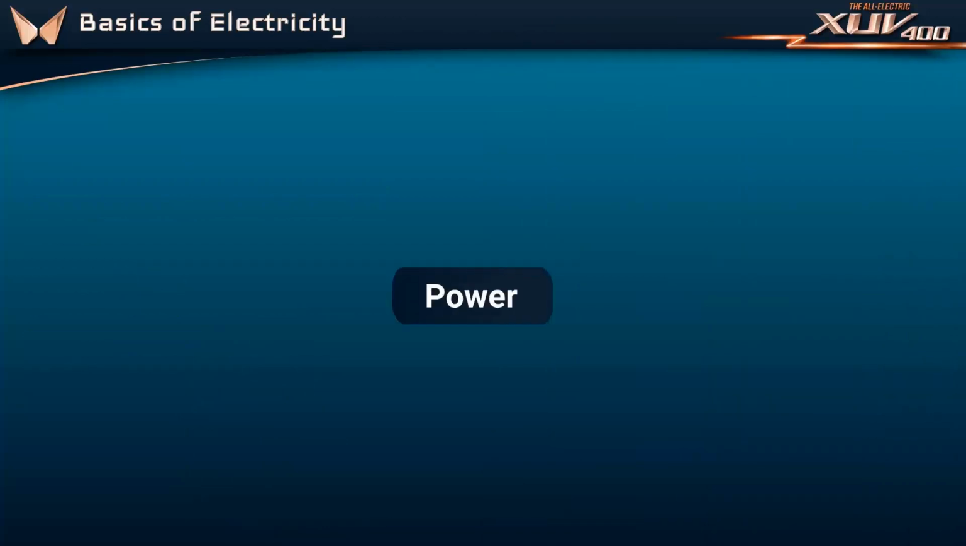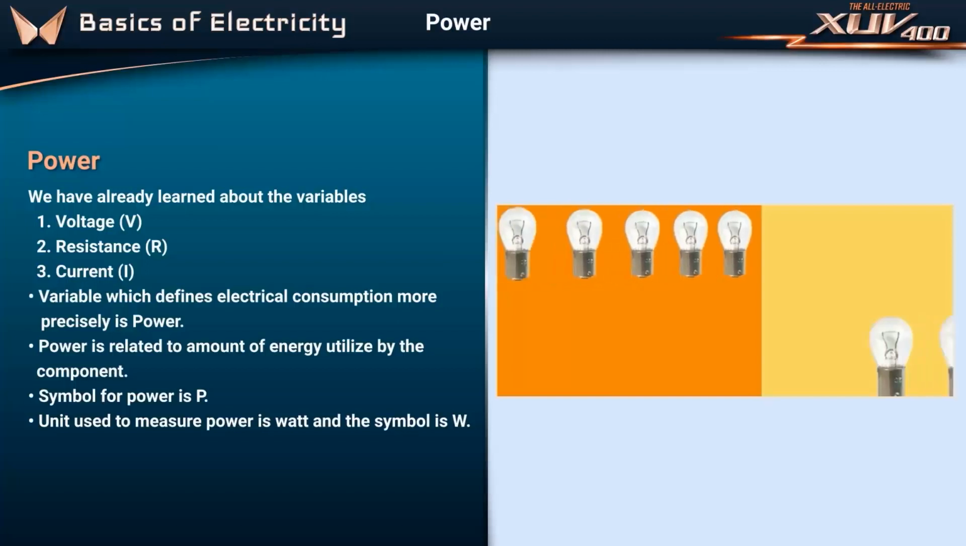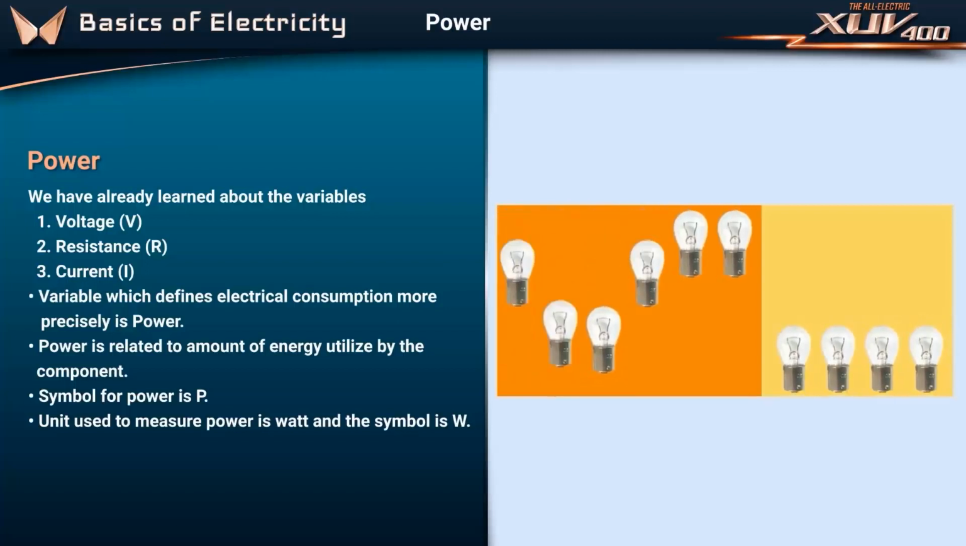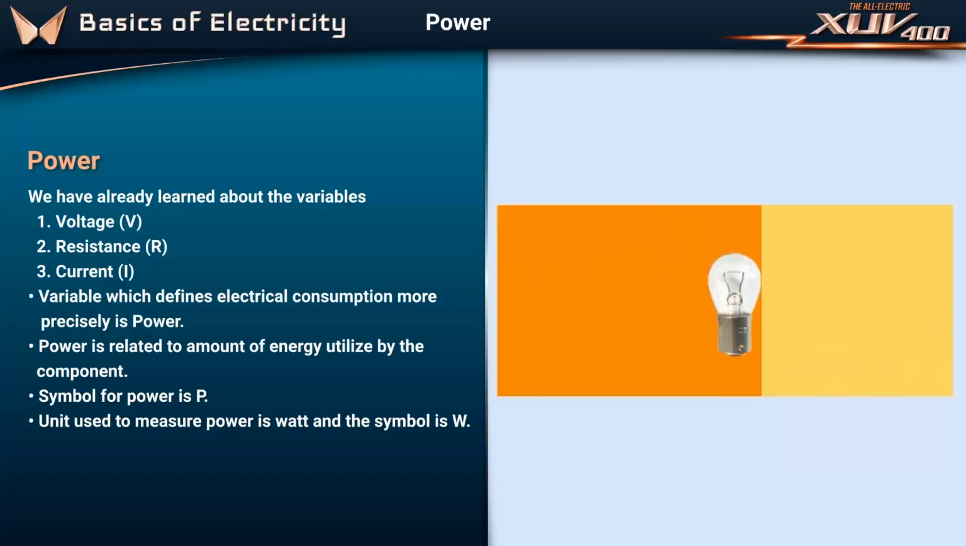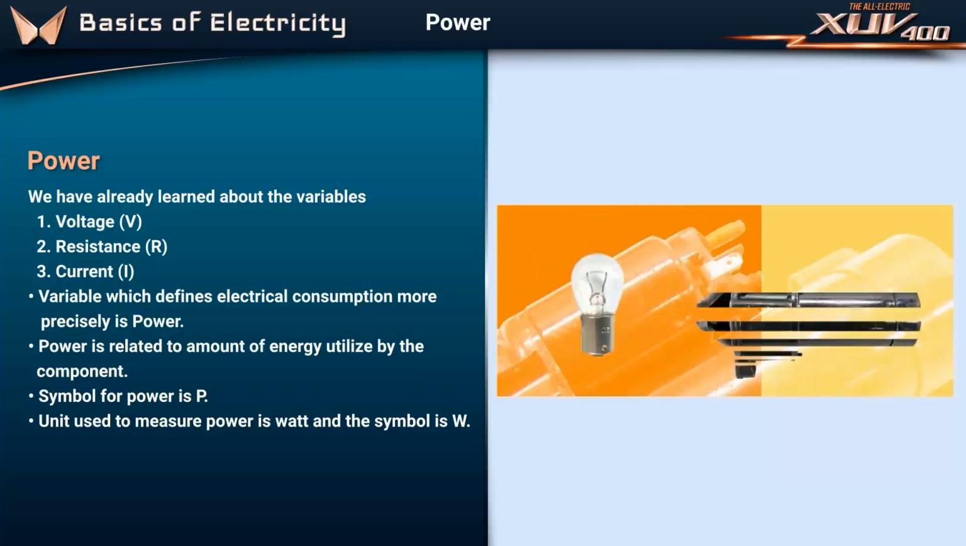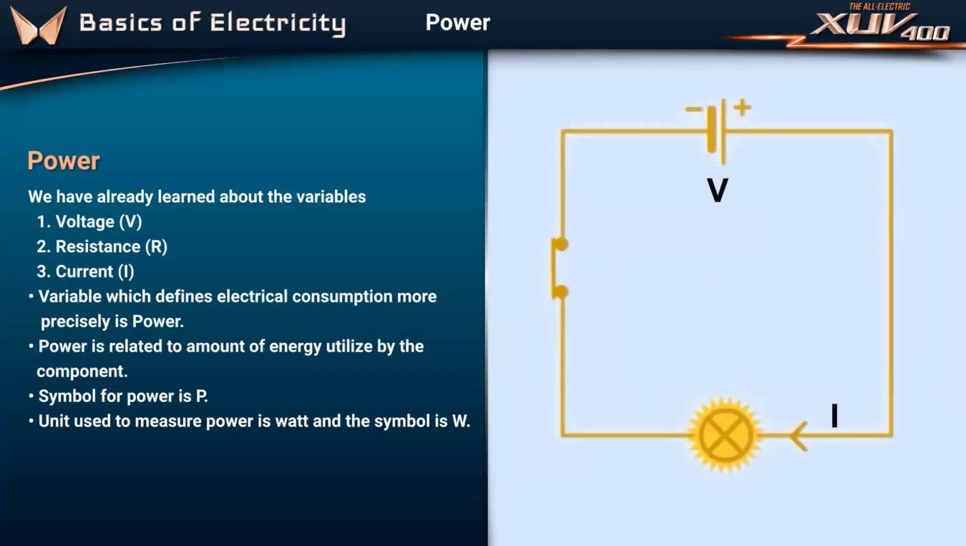Power. We have already learned about the variables voltage, resistance, current. The variable which defines electrical consumption more precisely is power. Power is related to the amount of energy utilized by the component. The symbol for power is P. The unit used to measure power is the watt and the symbol is W.